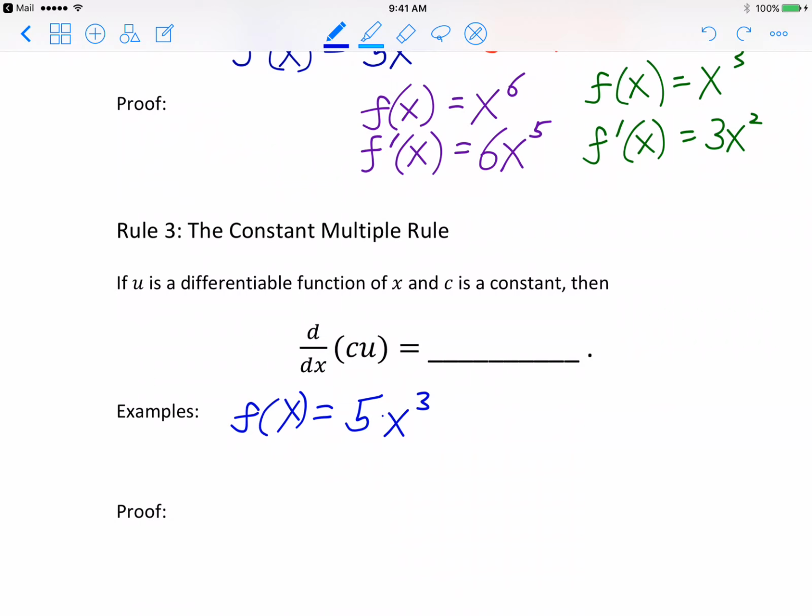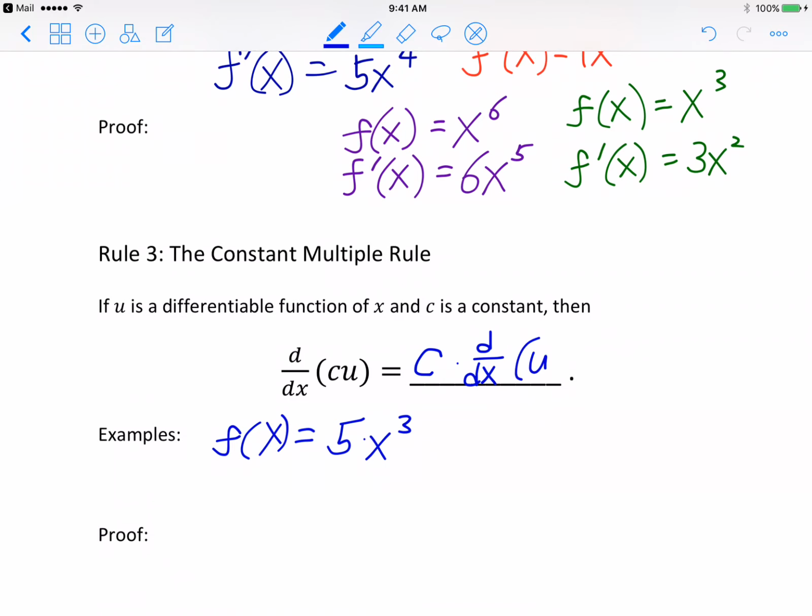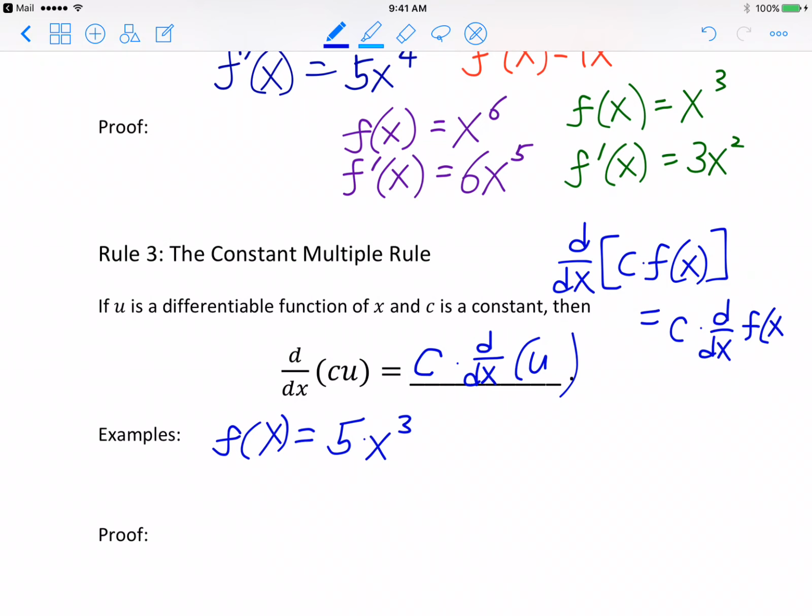Okay, so the constant rule is this. If you're taking the derivative of a constant multiplied by a function, you could take that constant outside of the derivative and just simply find the derivative of the function u. Okay, I'll give you another notation for this, a little more formal notation from another textbook. d/dx of c times f of x is equal to c times the derivative of f of x itself with respect to x.